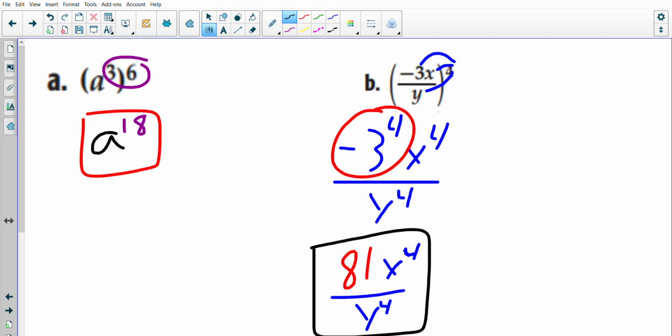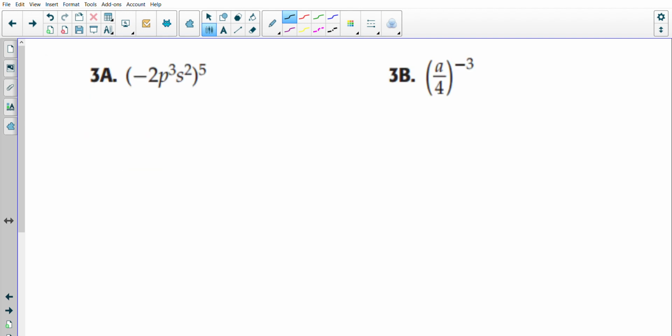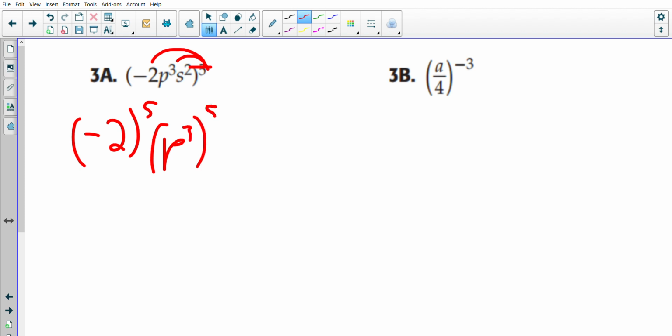Again, no parentheses, no negative exponents. So here, negative 2, p to the 3rd, s to the 2nd, to the 5th. So again, that gets distributed onto everything. So negative 2 to the 5th, p to the 3rd to the 5th, and s squared to the 5th. Now look at all these parentheses we got. We got to get rid of them. So negative 2 to the 5th power, that would be negative 32.